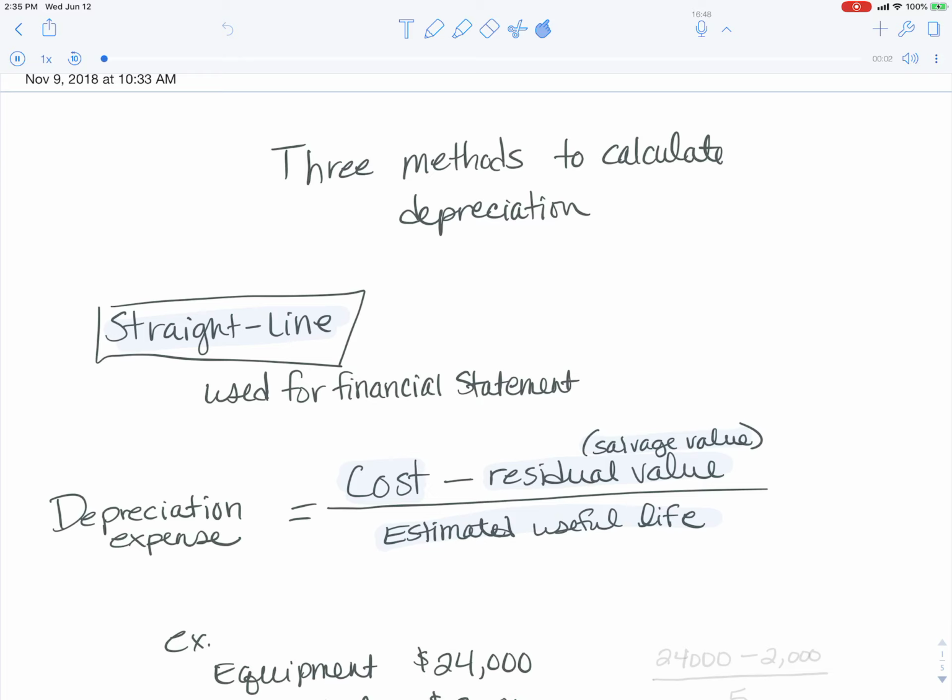Today we're going to be looking at Chapter 10, where we're going to learn how to calculate depreciation. At the very beginning of this term, you learned how to record the journal entry for depreciation, and I told you later on at the end you're going to learn how to calculate the amount. There are 3 methods to calculate depreciation. We're going to start with the first one, straight line.